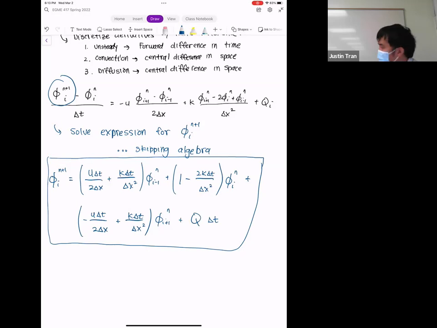So, quite a little bit going on. We're taking a little bit of a different approach here. I think usually in the past we divided through by the diffusion coefficient, but here I'm just leaving it all the same, okay? Because the goal here is to solve for phi at n+1.